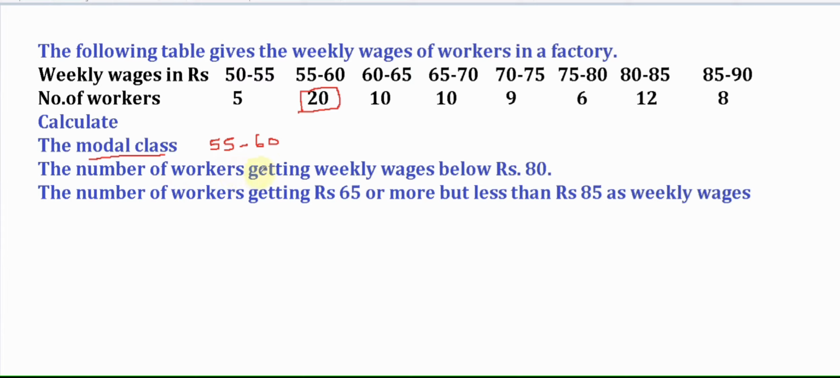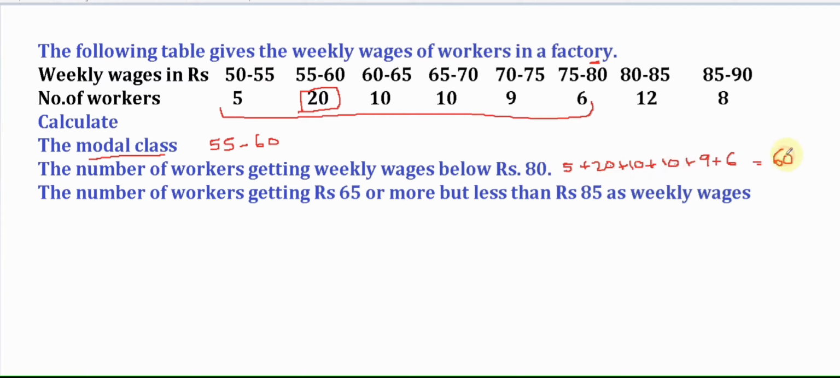Now it is asking the number of workers getting weekly wages below 80. The workers getting weekly wages below 80 are these. Because here you have 80, so all the workers are below 80. Below 80 are these, so we need to add all of them. Adding, I will get 5 plus 20 plus 10 plus 10 plus 9 plus 6. Here 5, 25, 35, 45, 54 and 60. Total answer is 60 here.